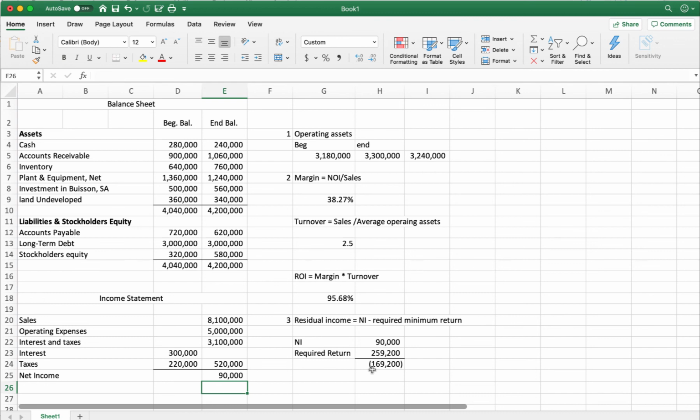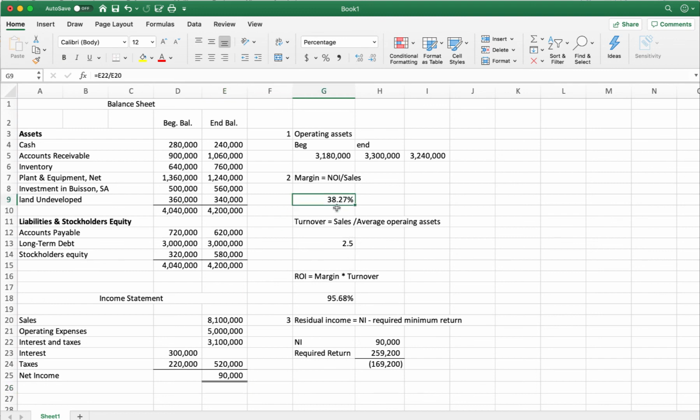Okay? So the real takeaway here from this video is basically, number one, how do we calculate operating assets, average operating assets? How do we calculate margin? How do we calculate turnover? And then finally, how do we calculate the return on assets utilizing the turnover, the net operating income, and the sales?